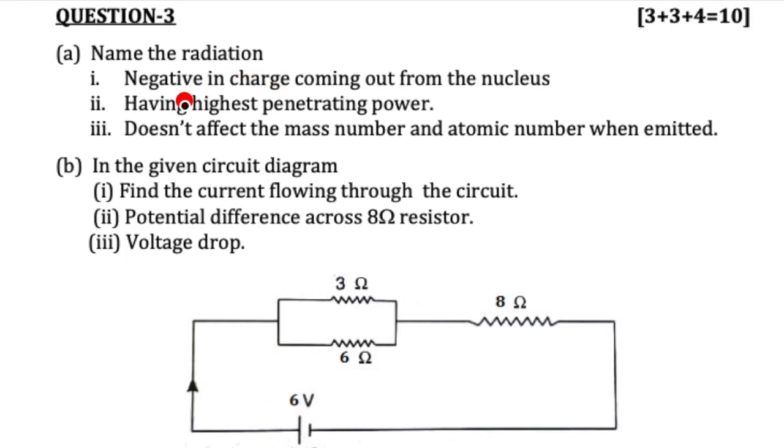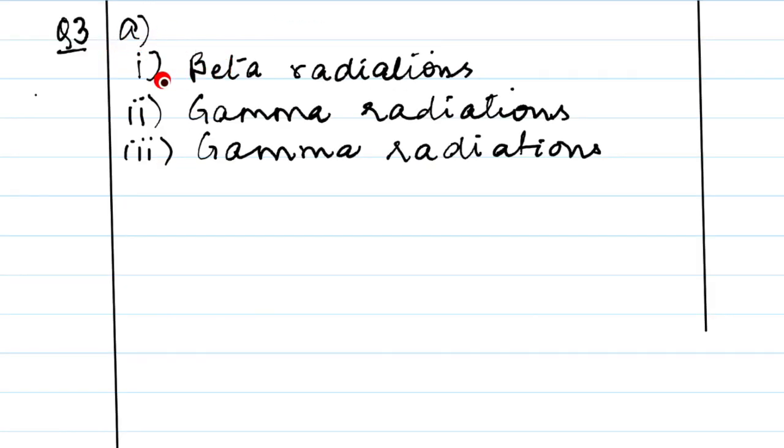Name the radiation which is negative in charge coming from the nucleus. Now you know that negative charge will be the beta radiation. So it's going to be beta. Having the highest penetrating power is going to be gamma because they are electromagnetic in nature. It doesn't affect the mass number and the atomic number when emitted. Again, this is gamma. Let us write 3A. First one was beta, second gamma, third one also gamma, and that should give us our 3 full marks.